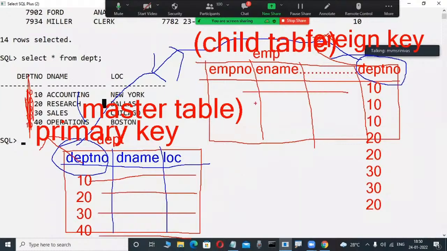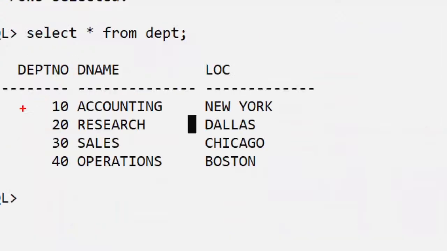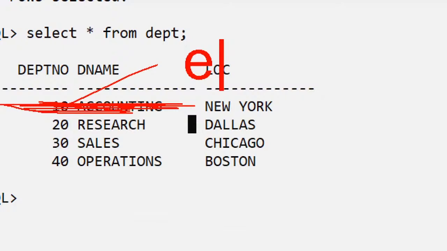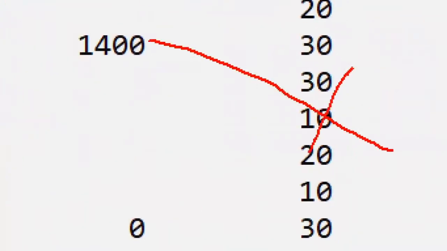What type of data security? Concentrate. Anybody guess? Suppose there is a master table in any database, and I try to delete a record in the master table, for example this 10. Possible or not possible? Very good: impossible. It will give an error. That is the security. Because that data is already available in the child table, if we try to delete a master table record, it won't work.